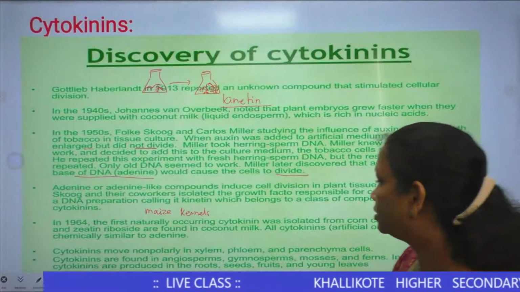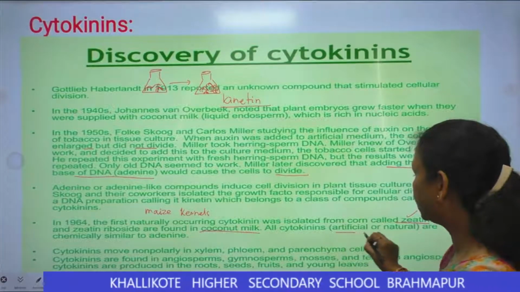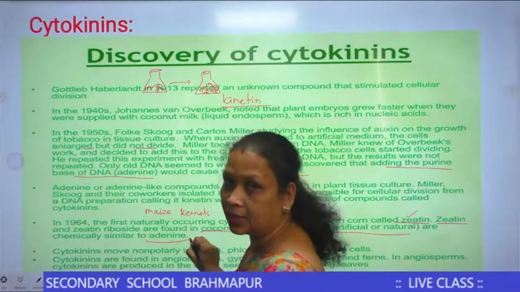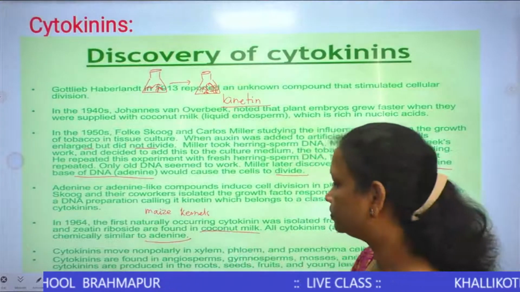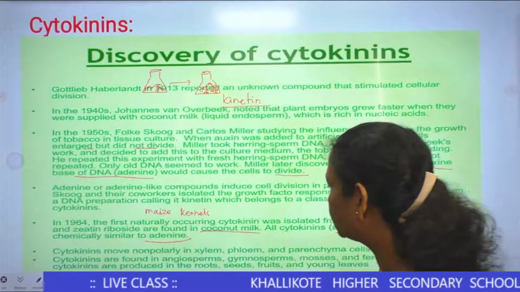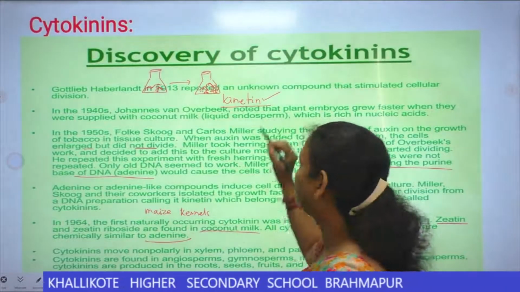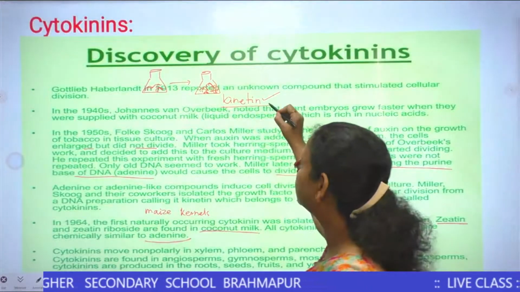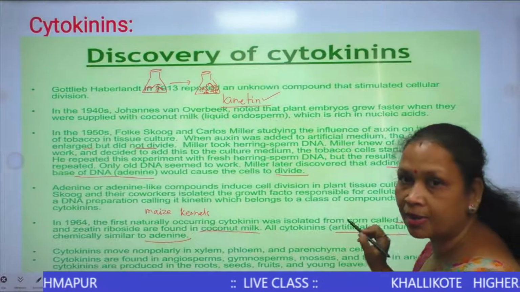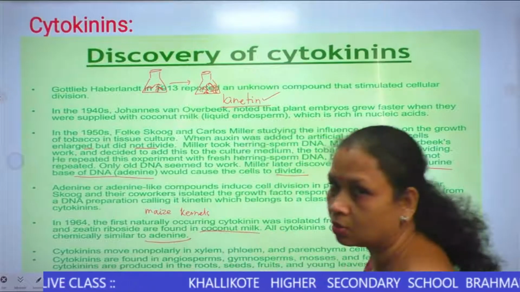So, zeatin is also found in the coconut milk. All cytokinins, whether they are artificial or natural, are chemically similar to adenine, that is a purine base. So, this was the discovery of the cytokinins. The major cytokinin-like compound present in the animal cells is kinetin, whereas the naturally occurring cytokinin from a plant source is zeatin, which is found in the maize kernel or in the coconut milk.